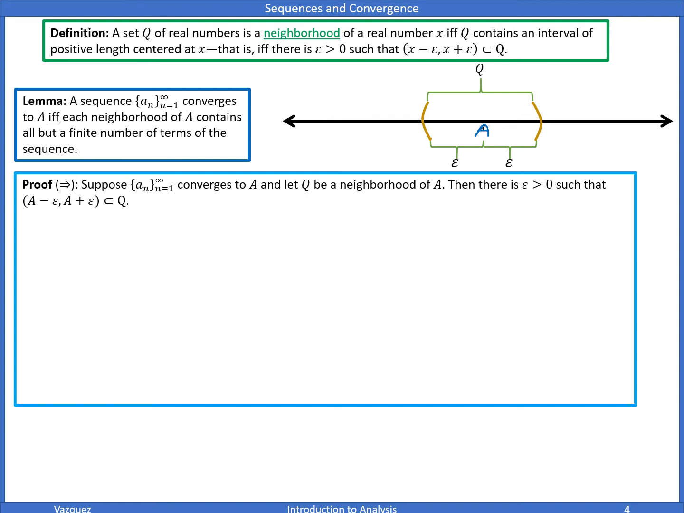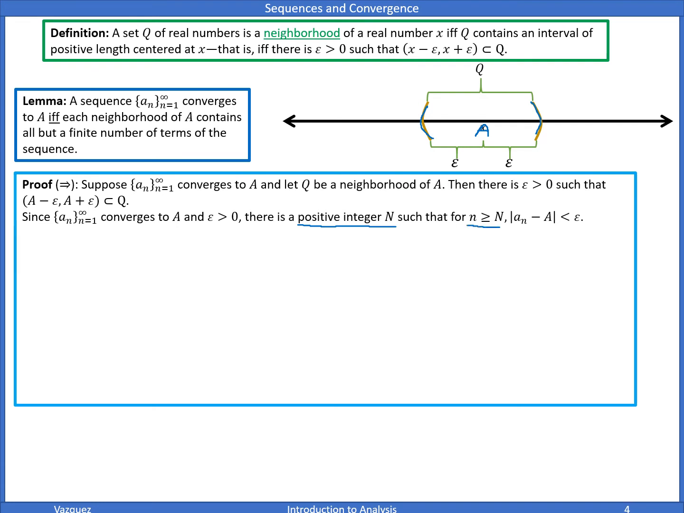So there's an epsilon greater than 0 such that we get this neighborhood. All it's saying is, let's suppose we have this epsilon neighborhood around A. Well, since a_n converges to A and epsilon is greater than 0, by the definition of convergence there is a positive integer N such that after a certain point, the points start being within epsilon, because epsilon is now greater than this difference here.